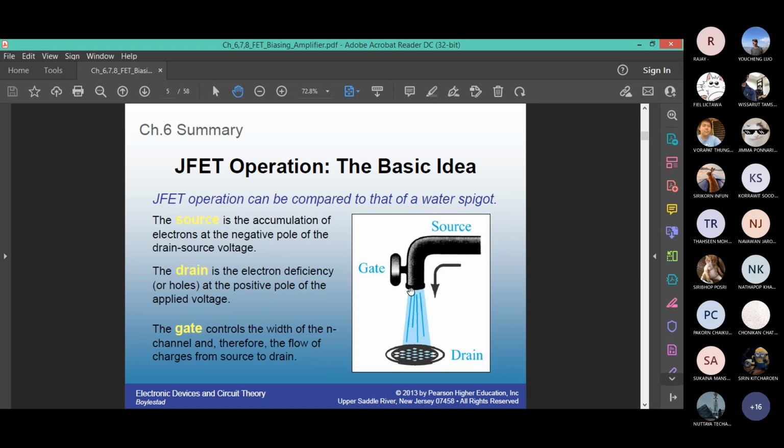If you compare the three terminals of JFET with a water spigot, the gate is like the controlling valve. It controls the width of the channel and the flow of current. Source is the excess electrons, which is minus charge. And drain is the electron deficiency, so you have the plus charge. We always use the conventional current flow direction in our course and university. That's why when we draw the circuit, the current is flowing from plus to minus. In real life, it is actually going from minus to plus. Electrons flow from an excess point to a deficient point.